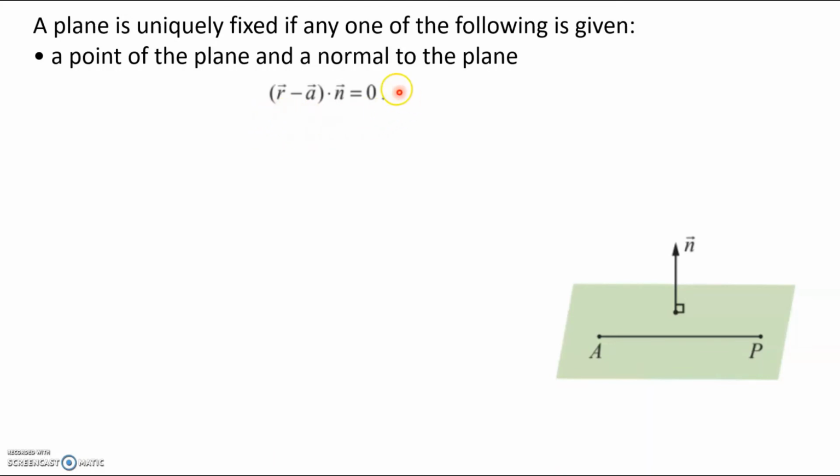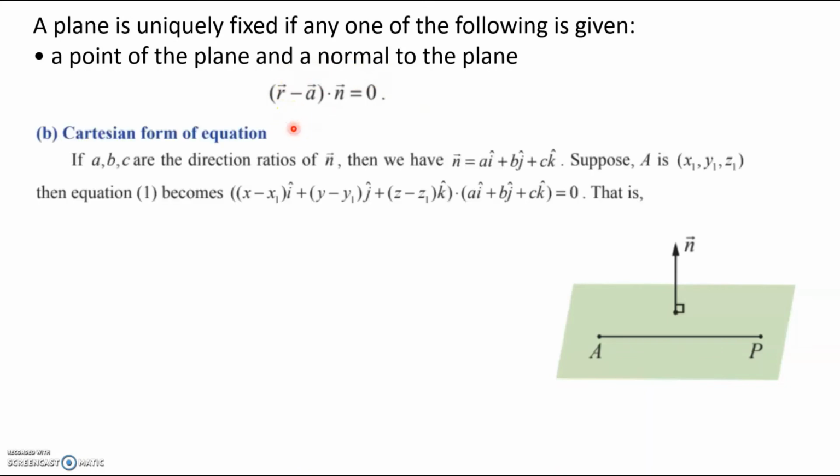Let's further find the Cartesian form of the equation. So we have found this as our vector form of the equation. To go into the Cartesian form of the equation, let's define a, b, c as direction ratios of N vector. So for the N vector, a, b, c are direction ratios. So you can rewrite vector N as a i cap plus b j cap plus c k cap. Why do we say this? Because we are given N vector. Then suppose A is x1, y1 and z1. Again, this point is given to us.